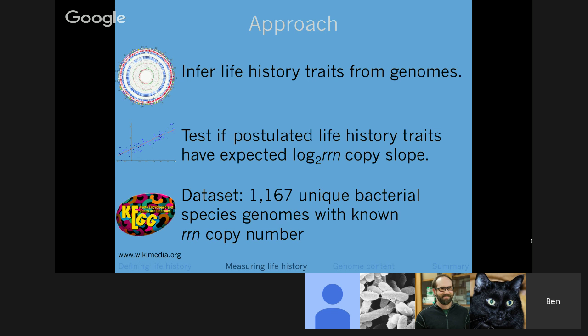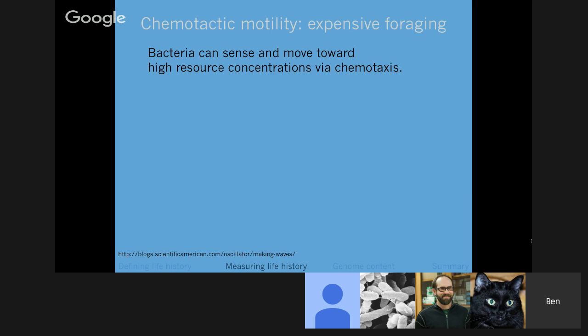So the data set, again, I'm using is over 1,000 bacterial species where we have complete genomes with known ribosomal RNA operon copy number, and we've got KEGG's annotation of the orthologous genes in the genome to make predictions and inferences about the physiology of these organisms. The first place we wanted to ask a question was within chemotactic motility.